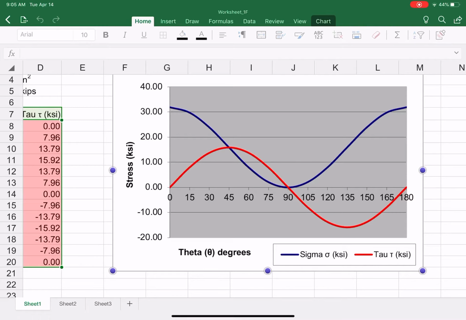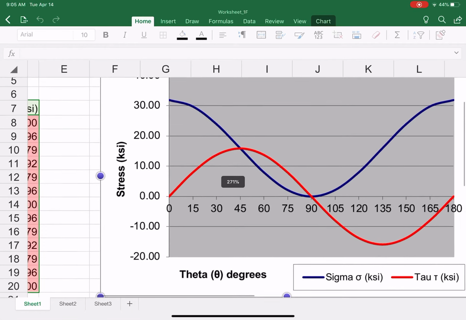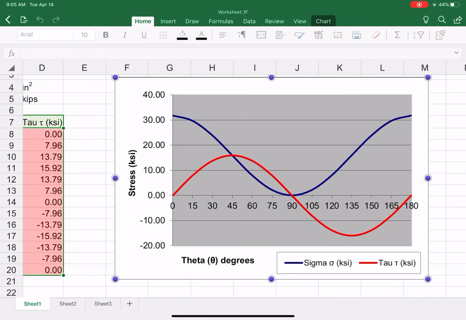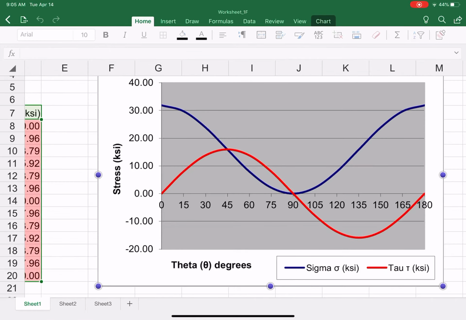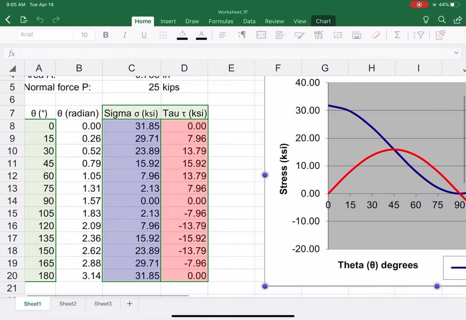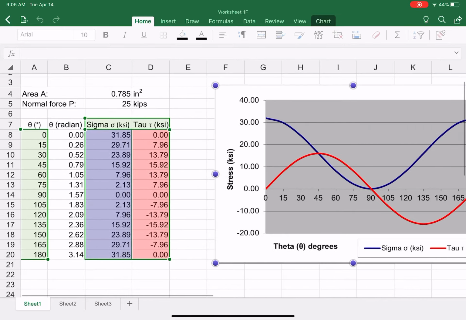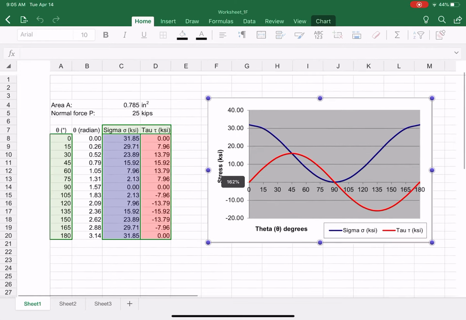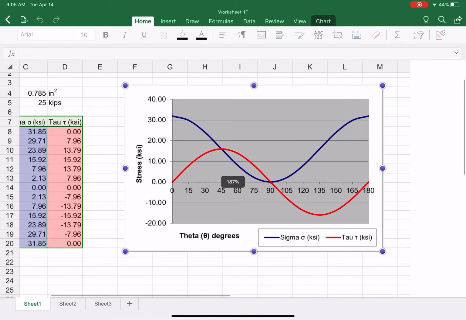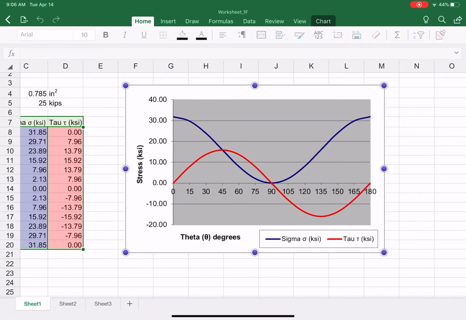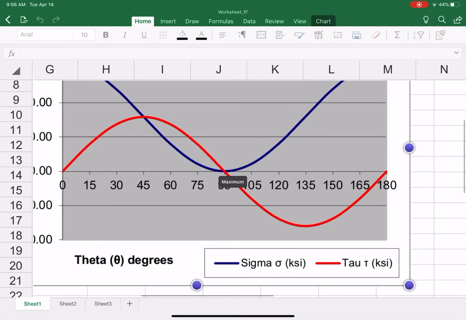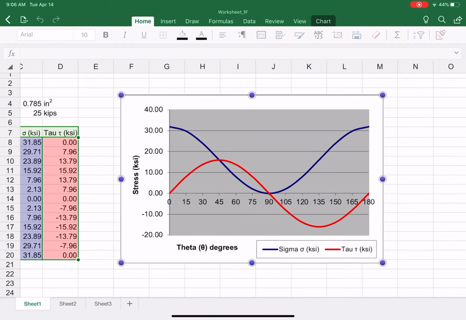At that time, you see the red line for the shear stress is 0 at the transverse cut. Then tau increases, and at 45 degrees it gets the maximum. The maximum at 45 degrees is about 15.92 KSI for tau. So tau increases and gets the maximum at a cut angle of 45 degrees from the transverse, and similarly at 135 degrees, as you can see here. That is the behavior for the shear stress and normal stress.